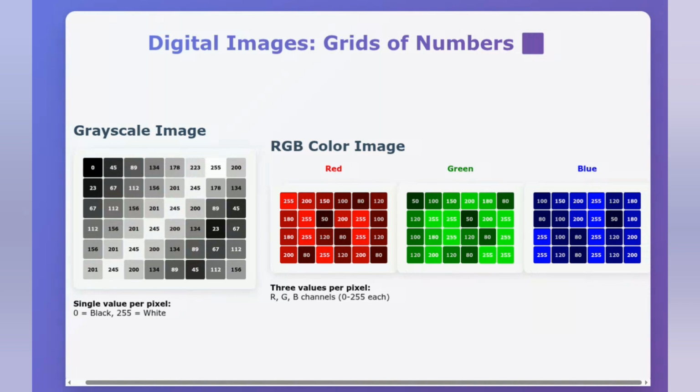For a grayscale image, each pixel has a single value representing its intensity, for example 0 for black, 255 for white. For color images, we typically use RGB, red, green, blue channels, where each pixel has 3 values, one for the intensity of each color channel.